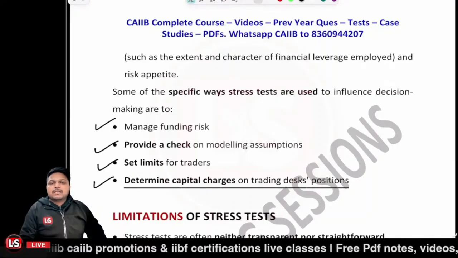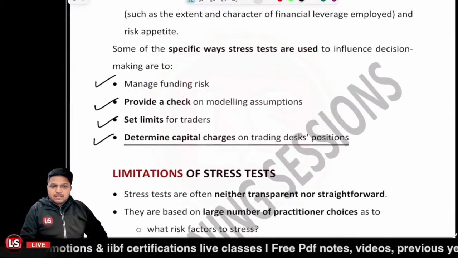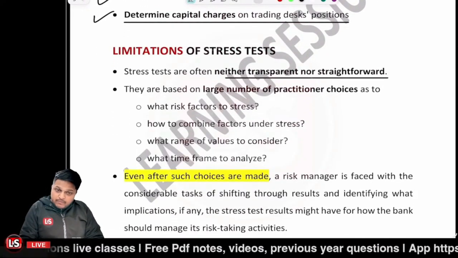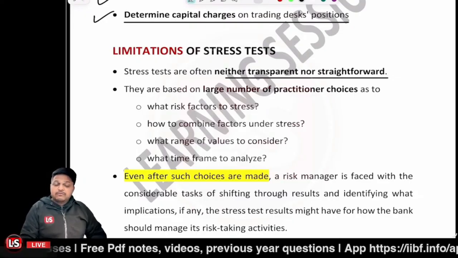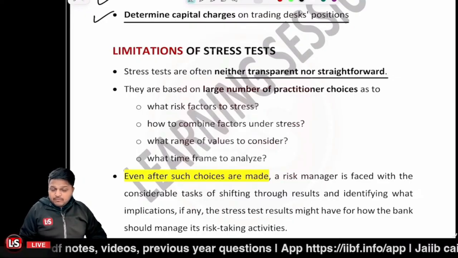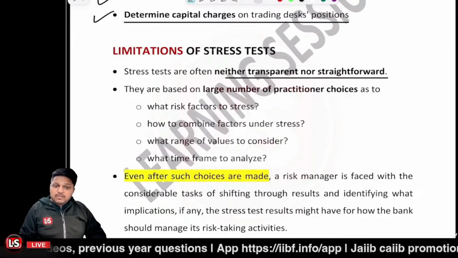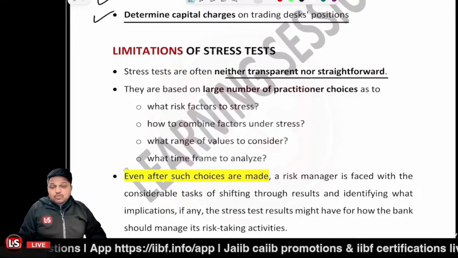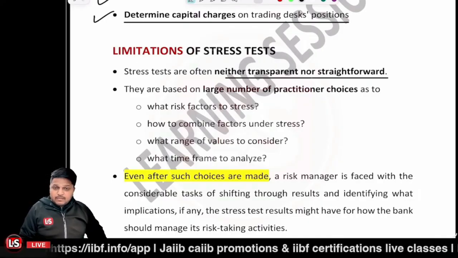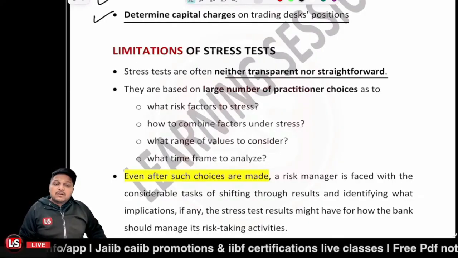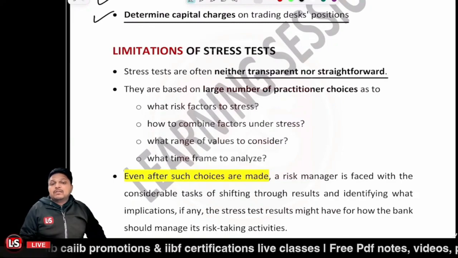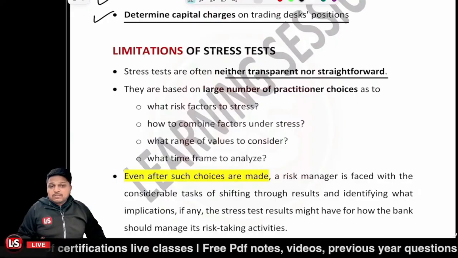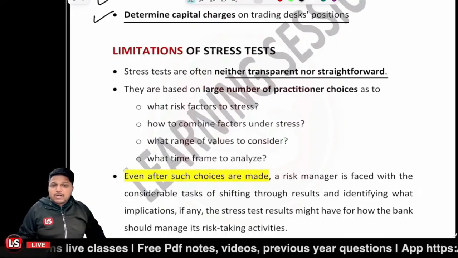Now, what are the limitations of the stress tests? Stress tests may not be transparent or straightforward, right? And definitely, we are going to assume so many values in them. It may be the case that hypothetical cases are used, so definitely, it may be biased, right? So even if you make so many choices, the risk manager needs to look into different things. He needs to identify what implications could be there. Is it possible? Is there any probability attached to that particular outcome or not, right?